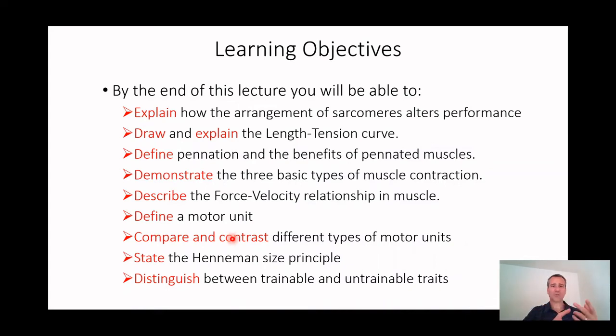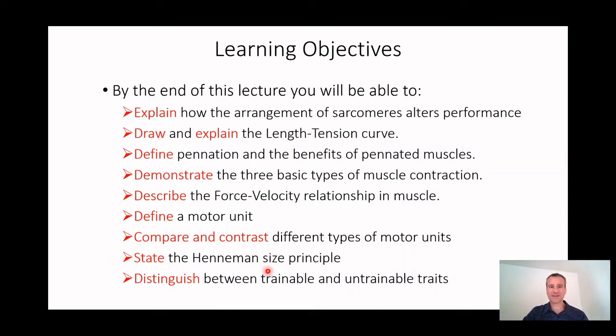So we have slow ones, we have fast fatigable, and we have fast fatigue-resistant motor units. All of them have different properties, and you're going to be able to compare and contrast them. You're going to be able to state what we call the Henneman size principle. Again, Henneman was the scientist who first described it.